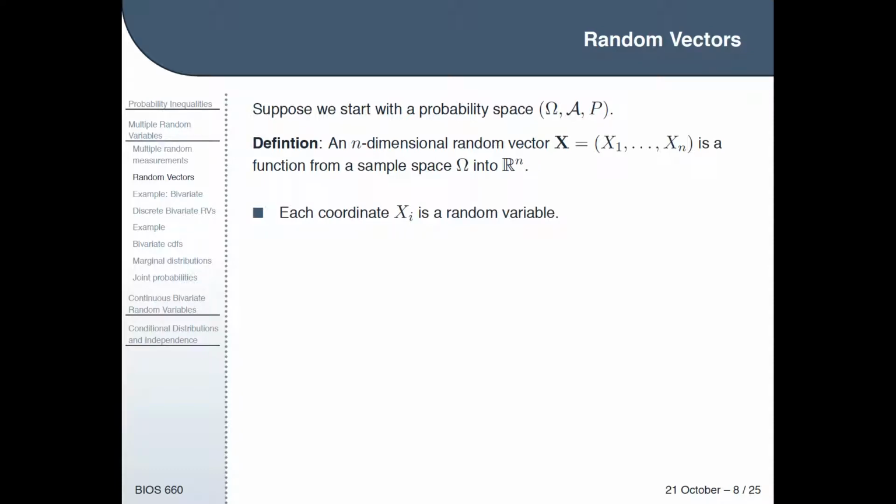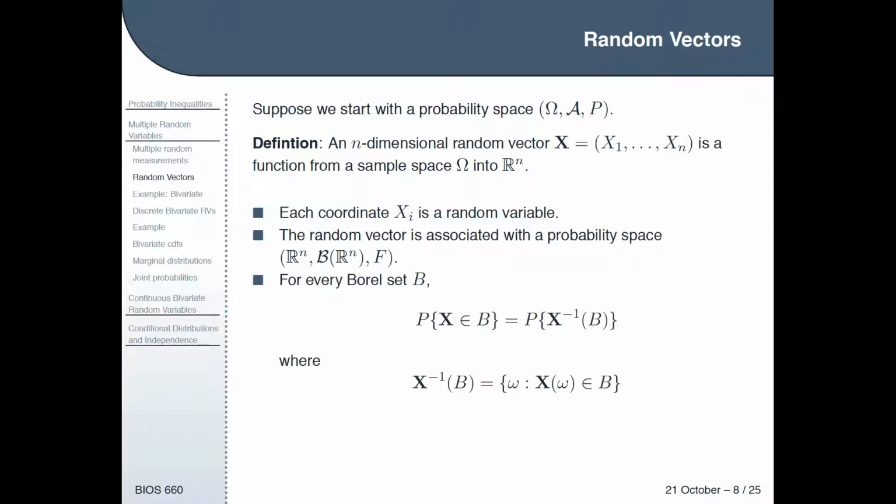So each coordinate of your random vector is a random variable, and the random vector is associated with a probability space in Rn and the set of Borel sets in Rn and the appropriate probability measure, most commonly a Lebesgue measure, which is another thing that we'll have to learn a bit if you're doing the PhD problems in the homework assignments. The Borel sets in Rn are defined very similar to the way they are in R, just a sigma field generated by the set of open sets in Rn.